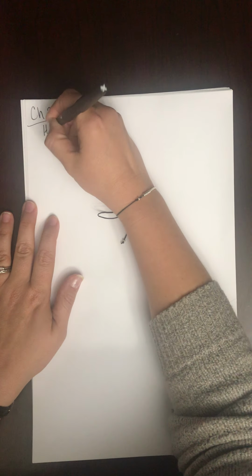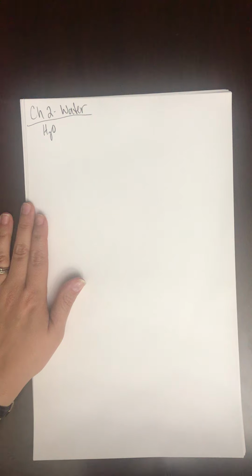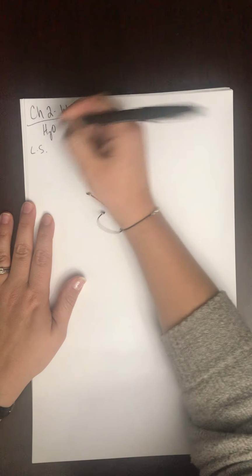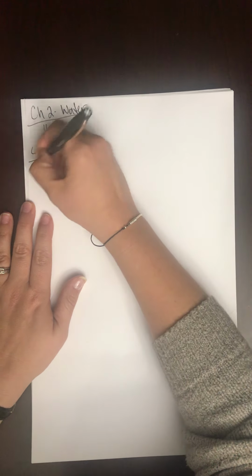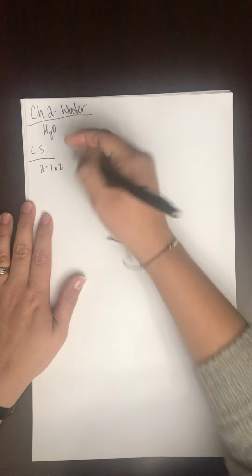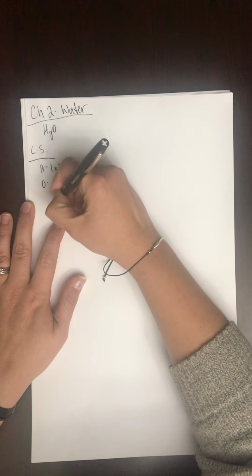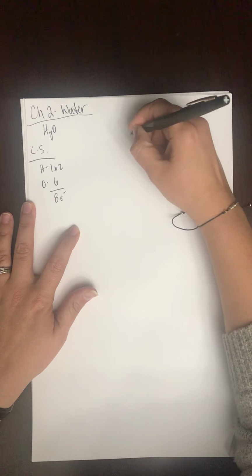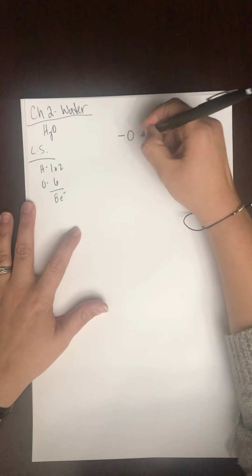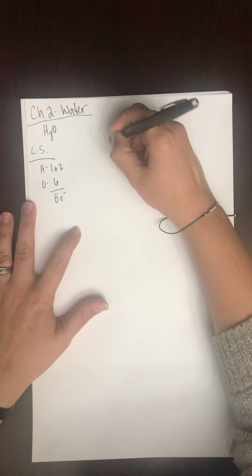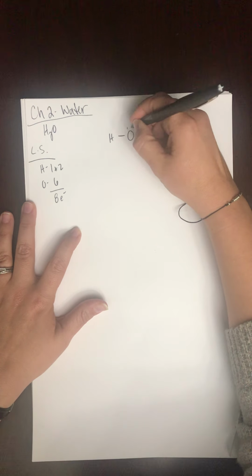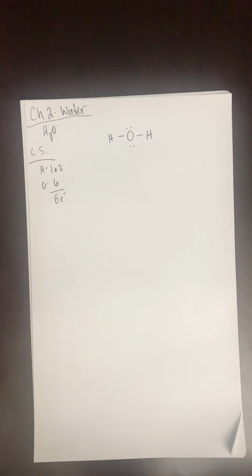So water is H2O. If we were to draw the Lewis structure of water, remember, in a Lewis structure we count the valence electrons. Hydrogen has 1 valence electron, and I have 2 of them. Oxygen has 6 valence electrons, which means I have 8 total electrons. So I'm going to put the oxygen in the middle. I'll draw a bond to each hydrogen. So that's 2, 4, 6, 8. So that is the Lewis structure of water.